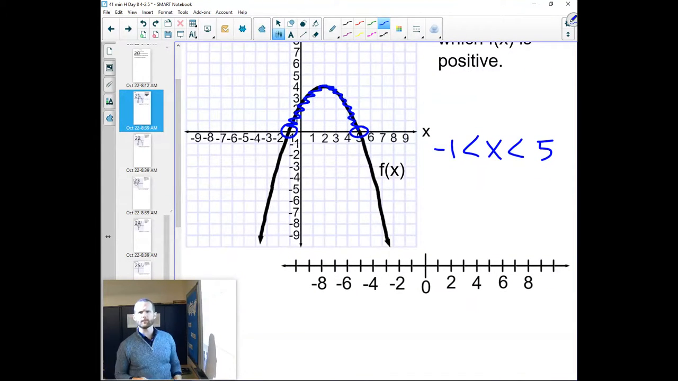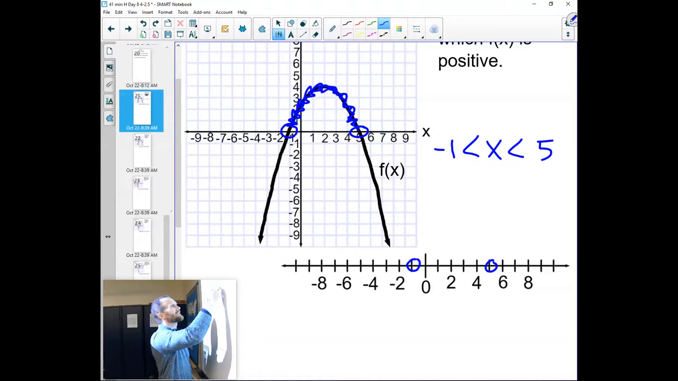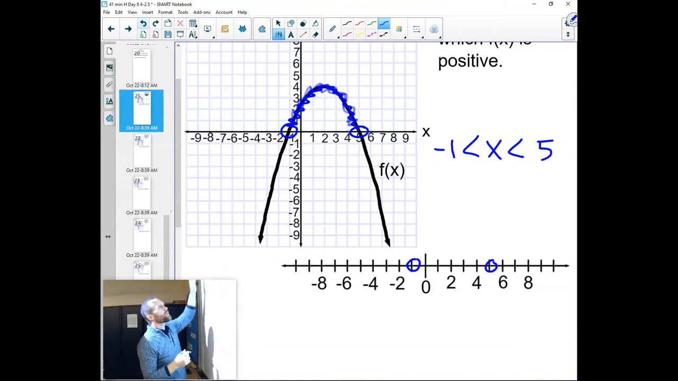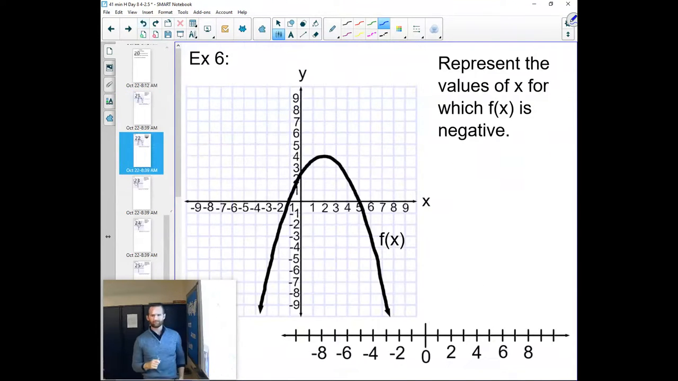Now we need to put this on the number line. So we put an open circle on -1 and 5 because they're not included. And then this shading is all the points in between. So we just shade all the points in between. And there we go. Let's take a look at another one together.